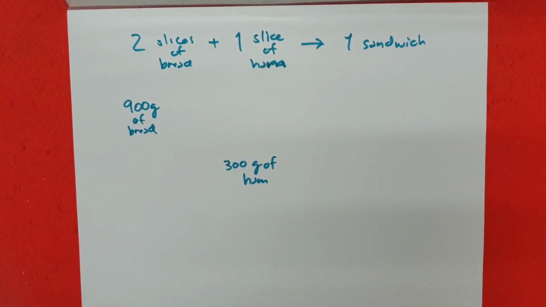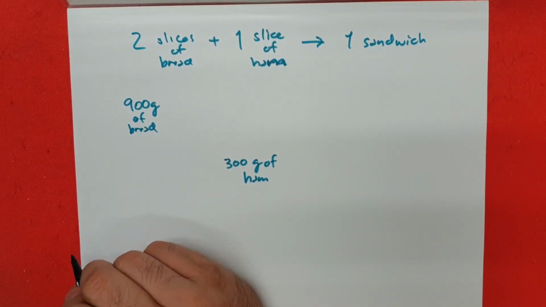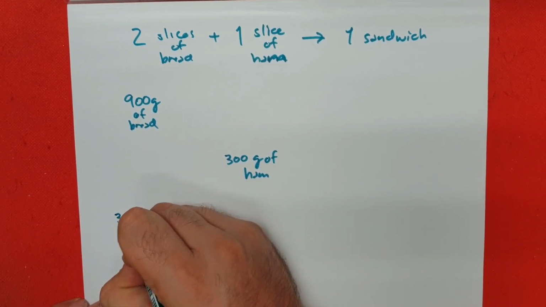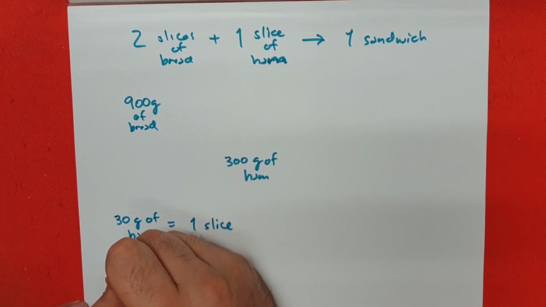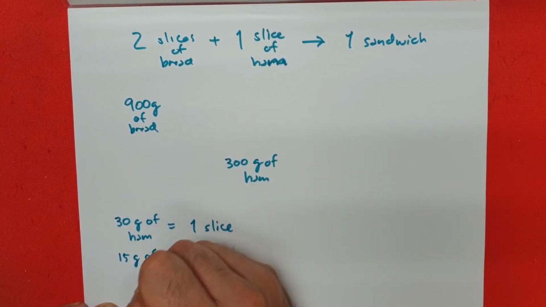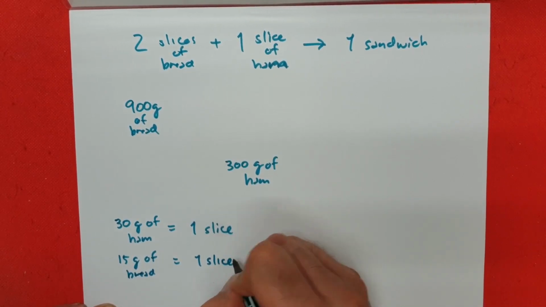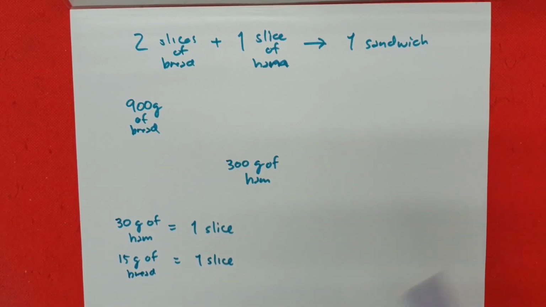So in this case, let's do something really simple, and let's say that 30 grams of ham equals 1 slice, and 15 grams of bread equals 1 slice of bread. So now we can convert this, right?